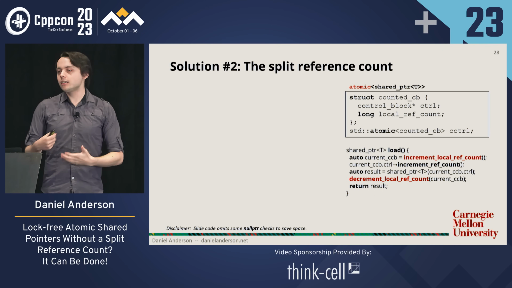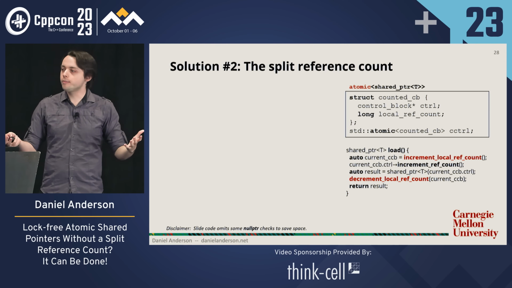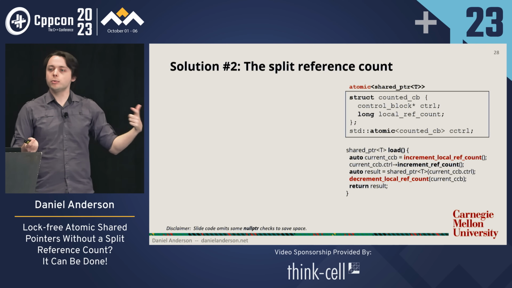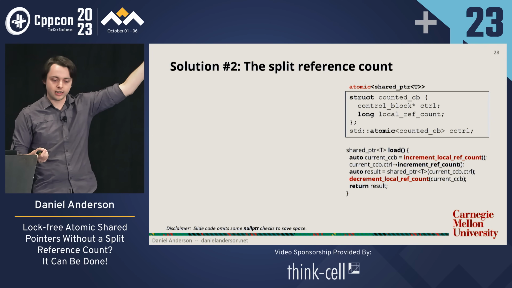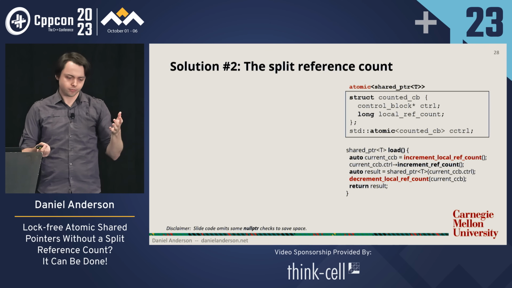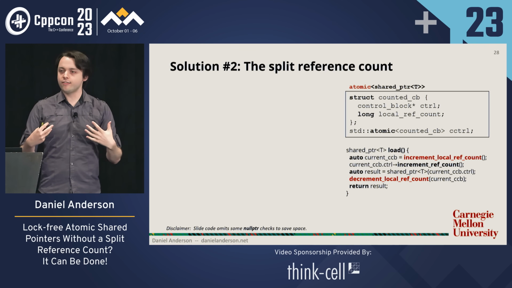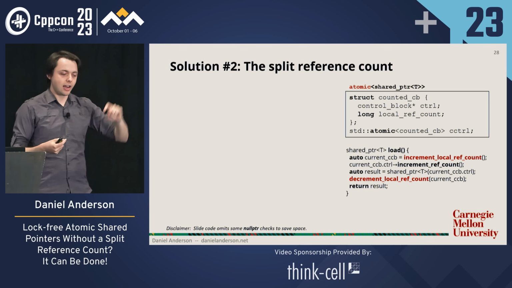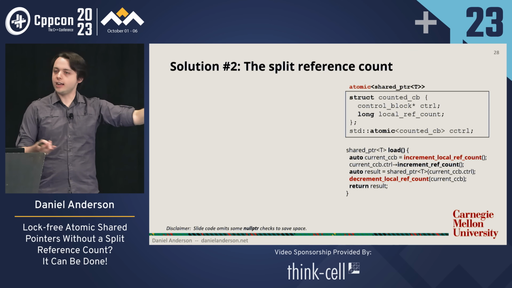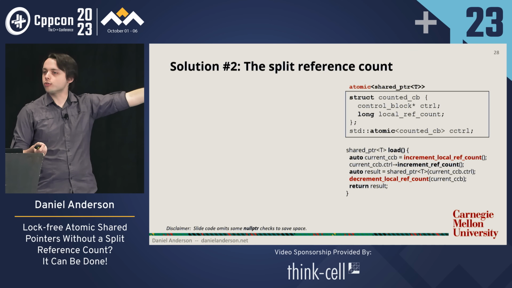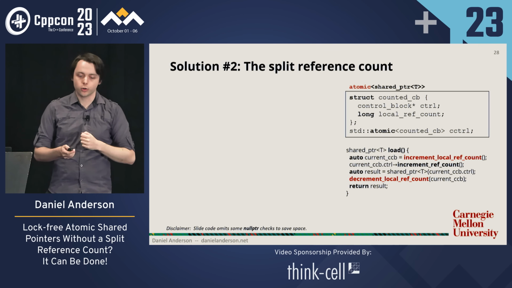So the goal is we'd like to be able to write a load that looks like this. It looks kind of like the locking version of load, except instead of protecting with a lock, we want to protect it with this local reference count. So we want to implement some kind of magic increment local ref count function that will increment the local ref count and read the control block. Then once we have that, we know we are protected. Now we can increment the global ref count, make our shared pointer, and now we're done and we're happy. Now we can decrement the local ref count and be on our way. So if we can implement these two magic functions, we will have what we want.